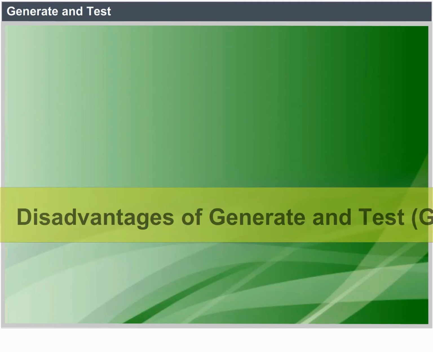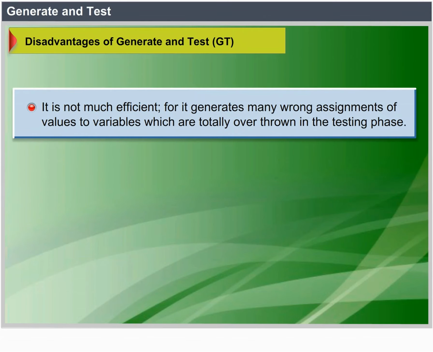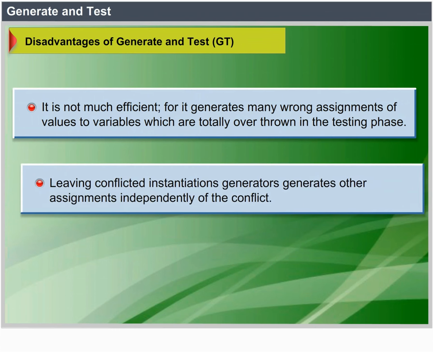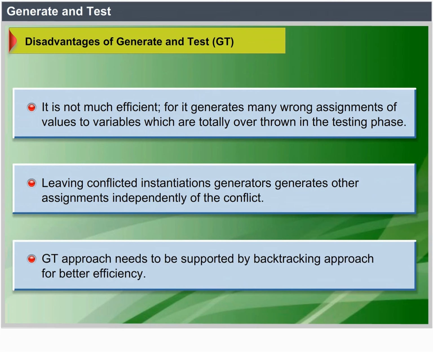Disadvantages of generate and test. It is not very efficient, for it generates many wrong assignments of values to variables which are thrown away in the testing phase. With conflicting instantiations, the generator generates other assignments independently of the conflict. The GT approach needs to be supported by a backtracking approach for better efficiency.